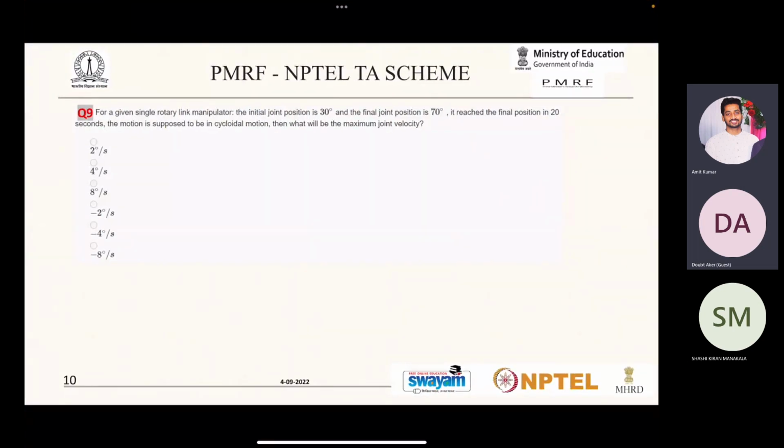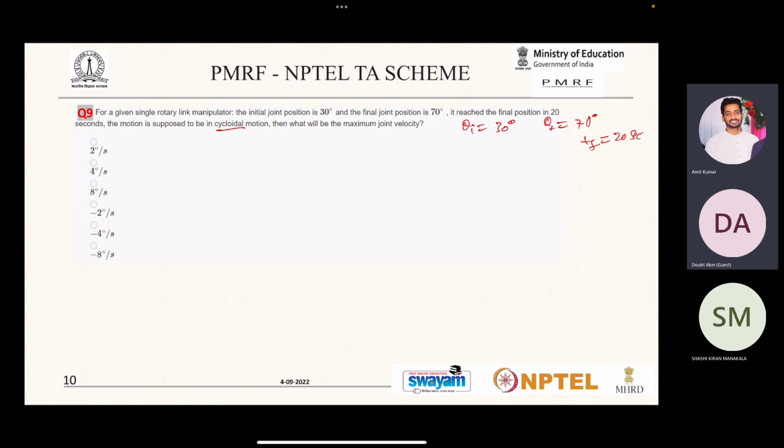Okay, let us continue. The next question is question number 9. For a given single rotary link manipulator, the initial joint position is 30 degree, so theta I equals 30 degree and theta f equals 70 degree, and the final position is reached in 20, so tf equals 20 seconds. The motion is supposed to be cycloidal motion. What will be the maximum joint velocity? So this is what has been asked.